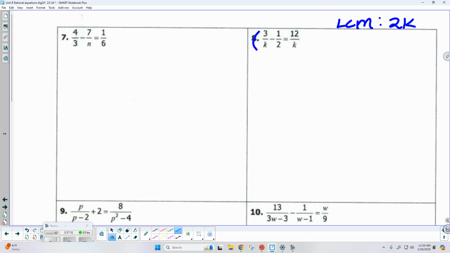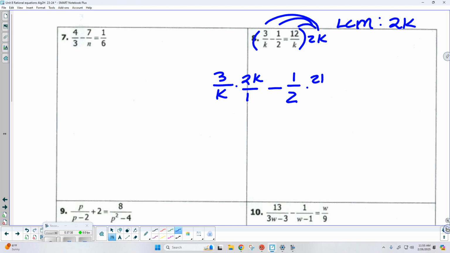All right. So now I'm going to go ahead and multiply through by 2k. As long as whatever you choose is going to get rid of those denominators and get rid of the fractions, you're good. It's going to work. Okay. So let's see. 3 over k times 2k minus 1/2 times 2k equals 12 over k times 2k.